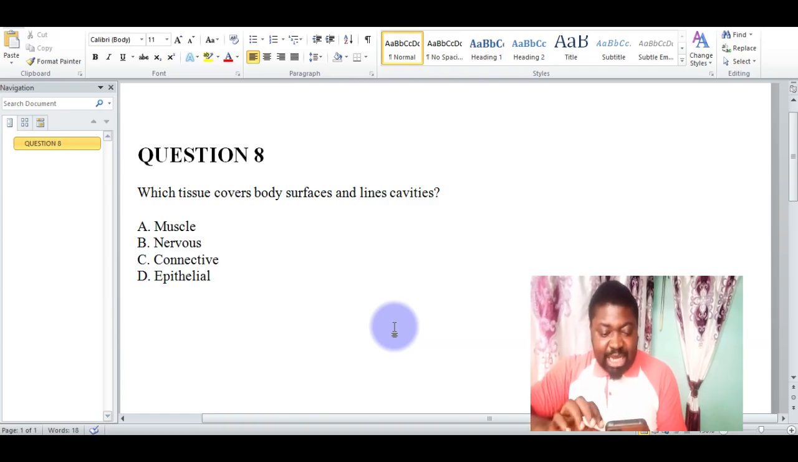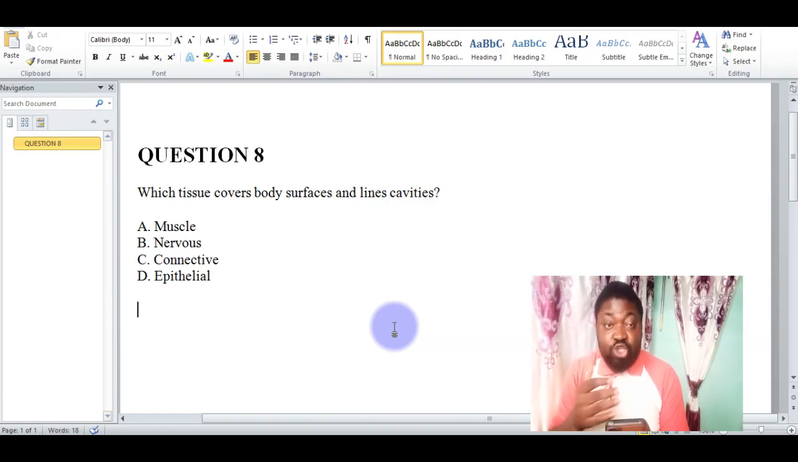And not only that, epithelia also helps to provide protection and at the same time absorption and secretion. Let's proceed to question 9.